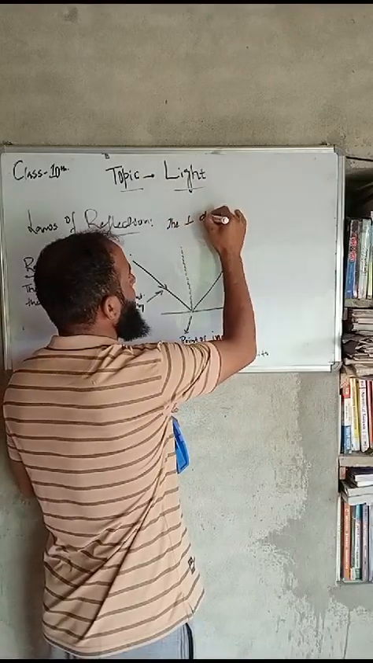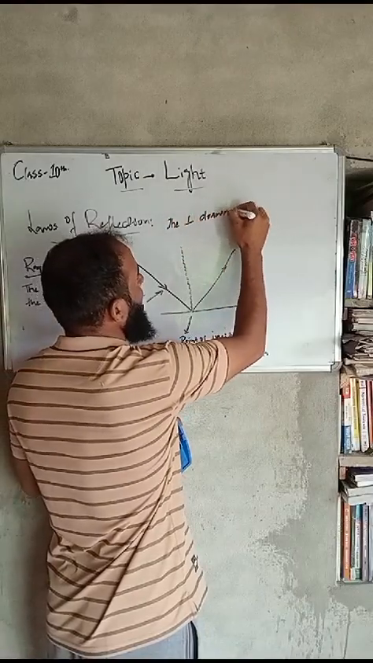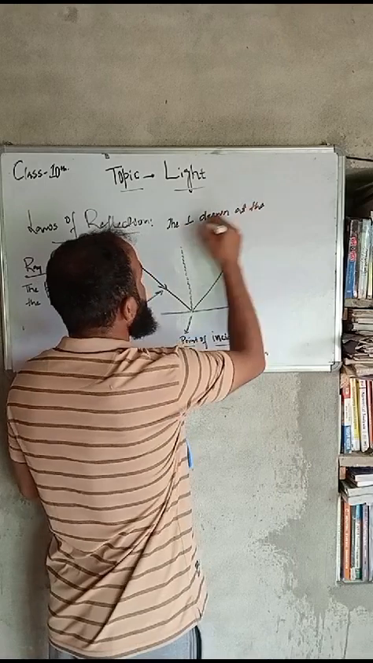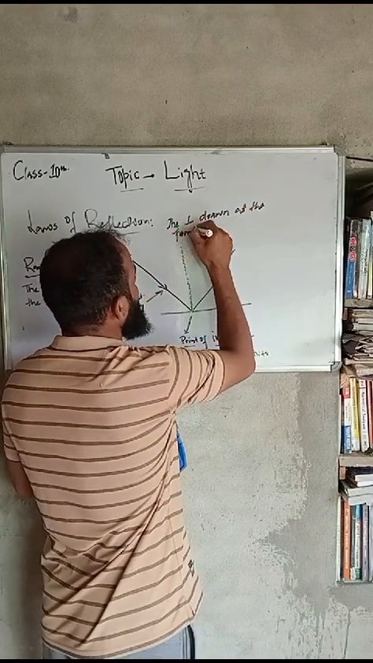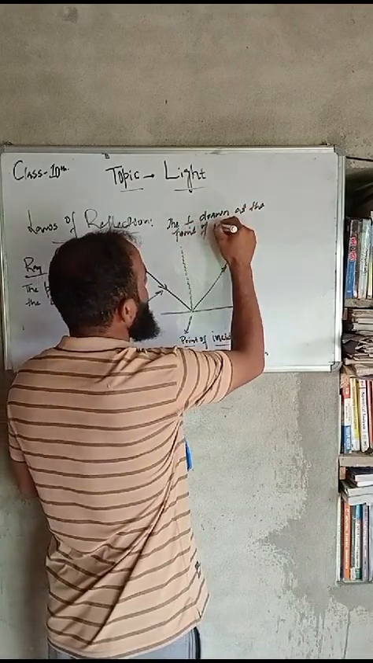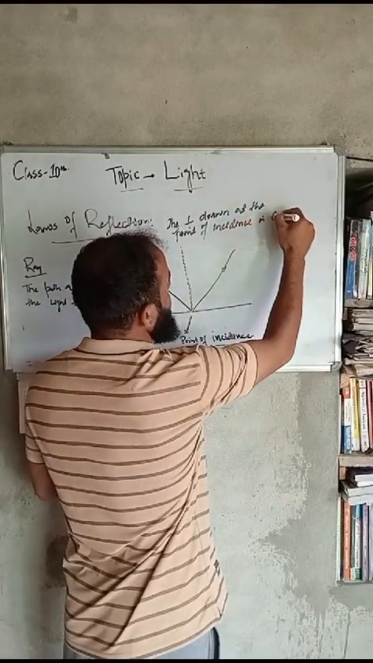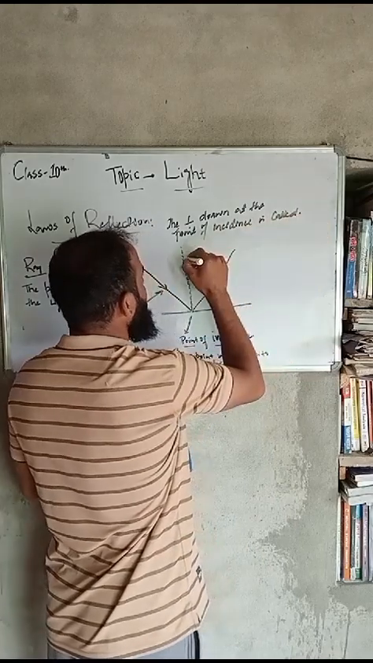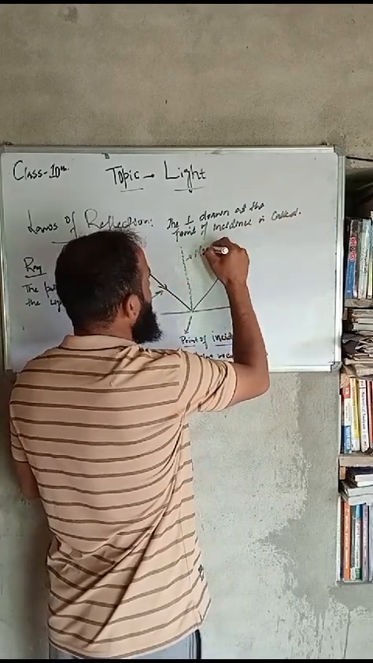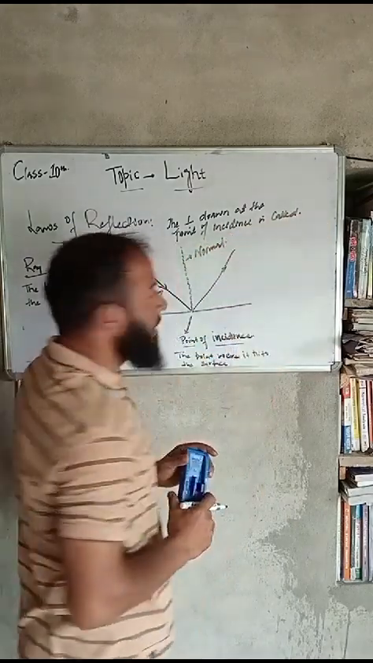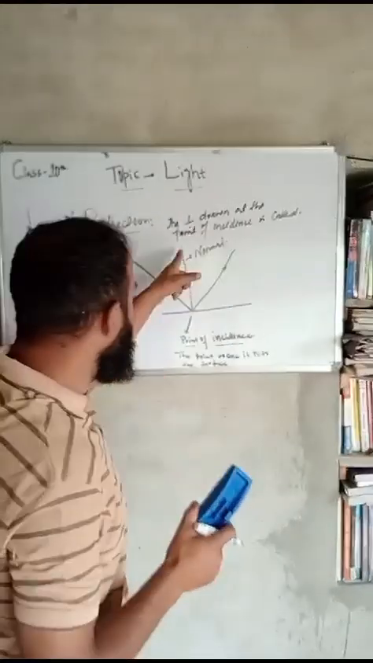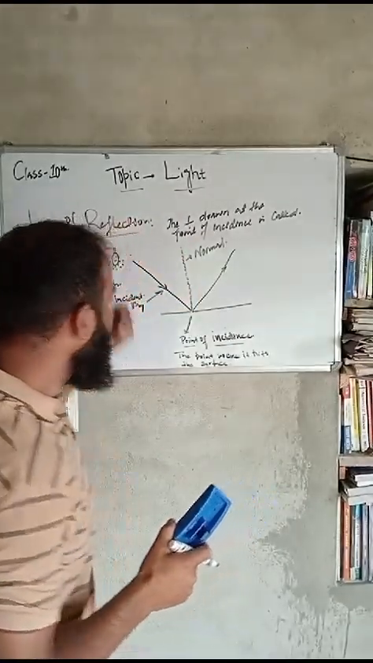The perpendicular drawn at the point of incidence is called the normal. This perpendicular is known as the normal.